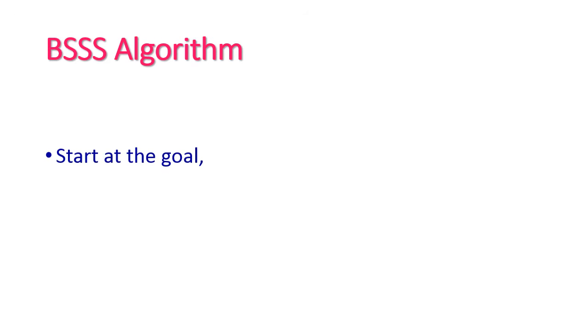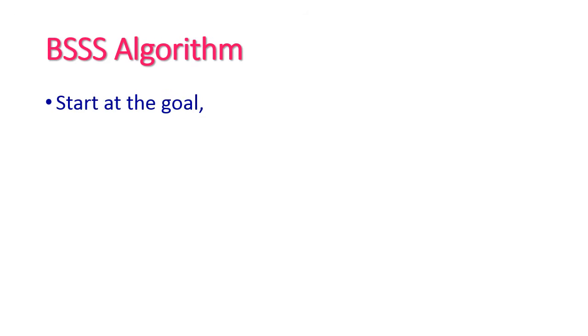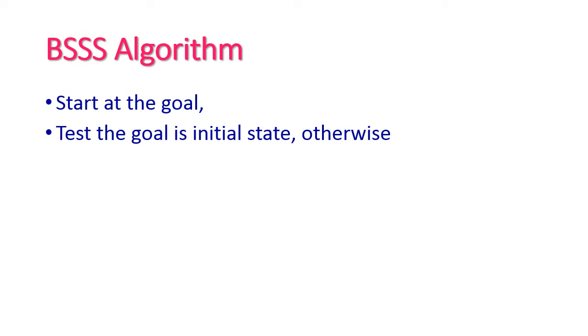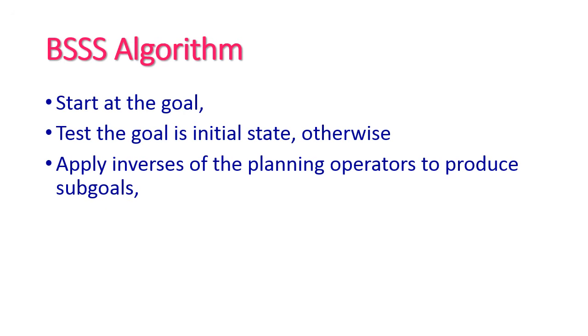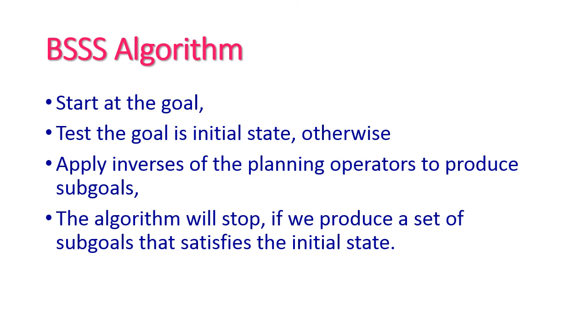Next, the algorithm. Here the algorithm starts from the goal state and tests whether the goal state is the initial state or not. If it is the initial state, then we can return. Otherwise, apply the inverse of planning operators to produce sub-goals. The algorithm will stop if you produce a set of sub-goals that satisfies the initial state.